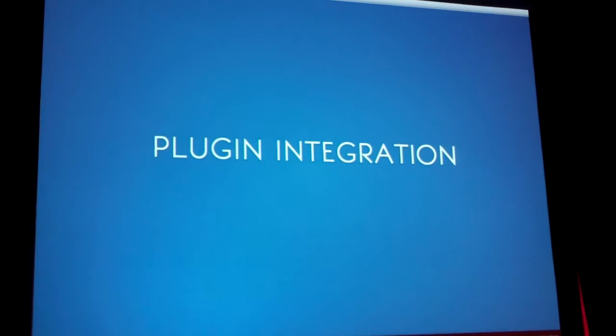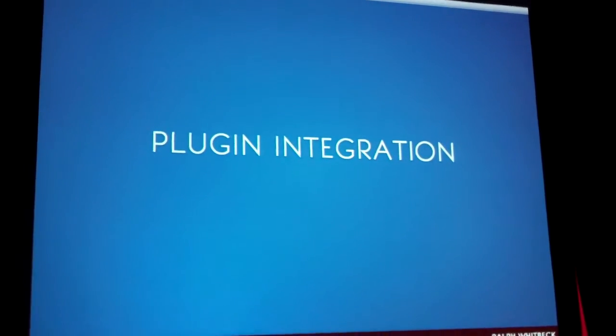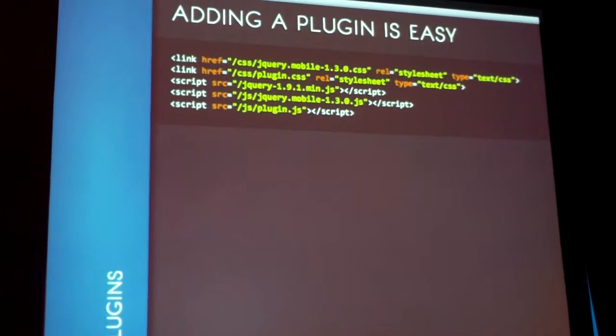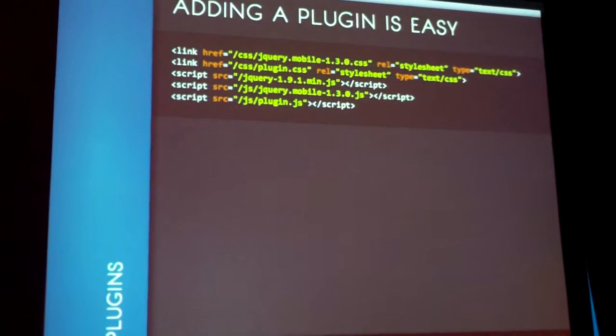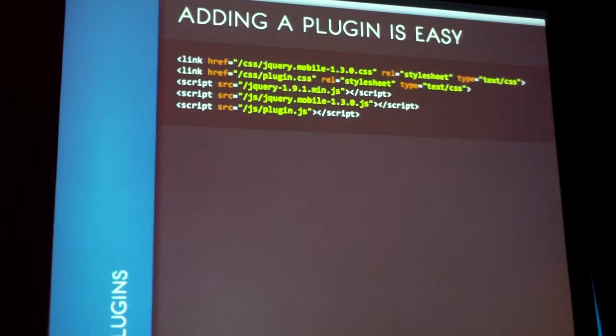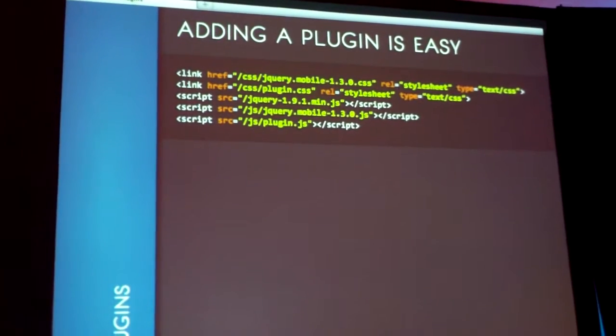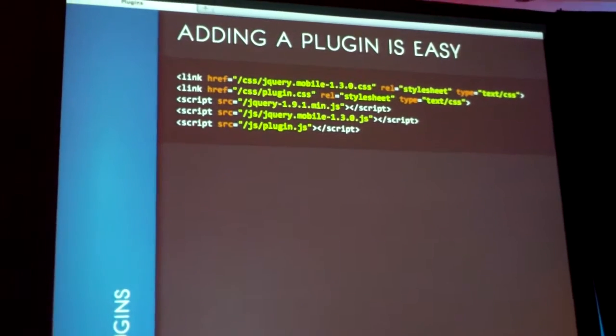Plugin integration, just like every other project, plugins are key for us. Plenty of third-party plugins. You can find those listed on our site, jQueryMobile.com/resources. Adding a plugin is very easy. After the jQuery Mobile CSS, you would add your plugin CSS, and then after your jQuery and jQuery Mobile JavaScript declarations, you would add your plugin JavaScript declaration as well.